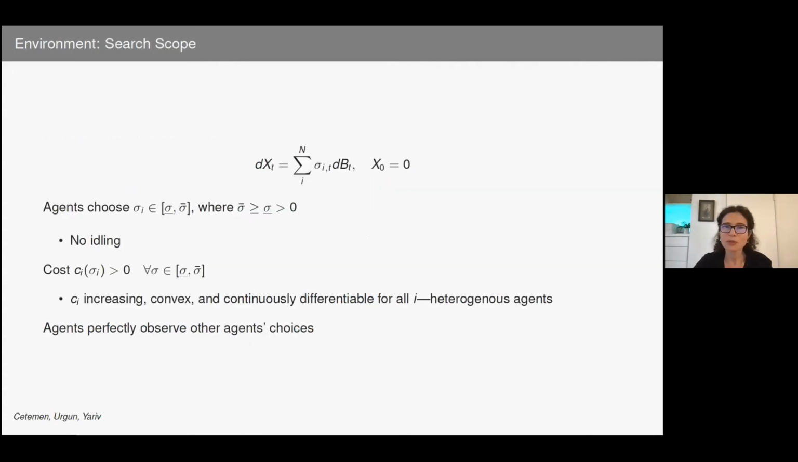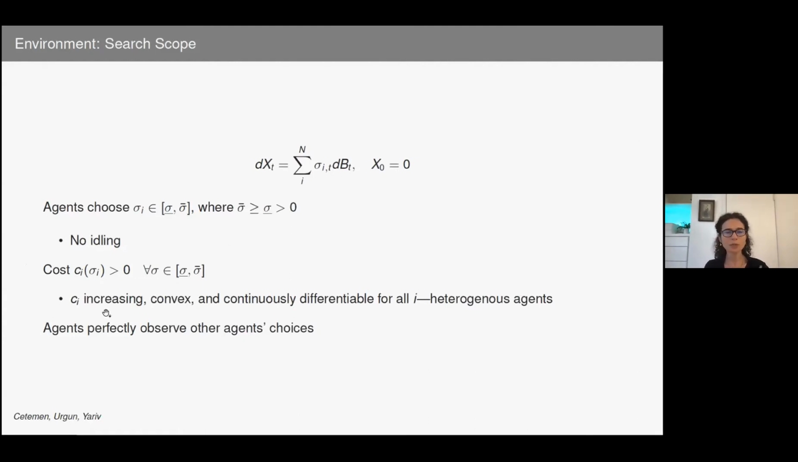All right, so what about this variance? Agents each choose an individual search scope. This is the breadth of search. And we assume that it's taken from a compact set where the lower bound is strictly bigger than 0. So what this rules out is just situations where people are idling, not doing anything, and just observing other people working and reaping the benefits. So we want to rule that out. The cost is strictly positive and satisfies standard assumptions. So it's increasing, it's convex, and it's continuously differentiable for everyone.